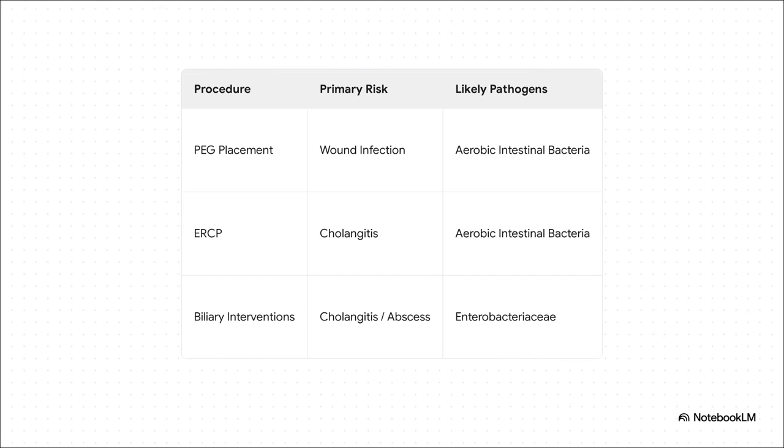You can see that for both PEG placement and ERCP, the main threat comes from the patient's own aerobic intestinal bacteria getting into the wrong place. But when we shift to more direct biliary work, the focus sharpens, zeroing in on the Enterobacteriaceae family. Pinpointing the right pathogen is absolutely the key to picking the right antibiotic.